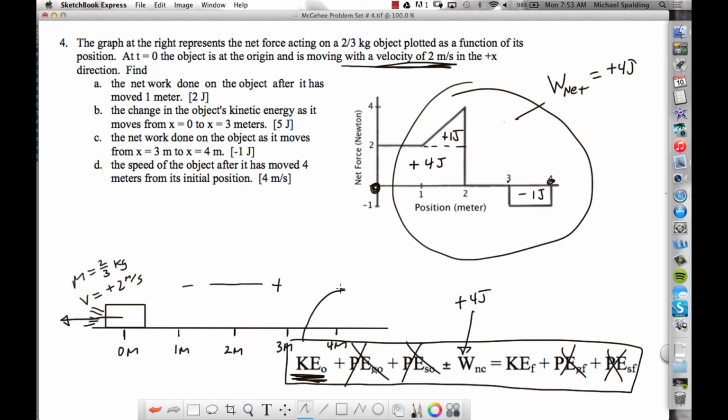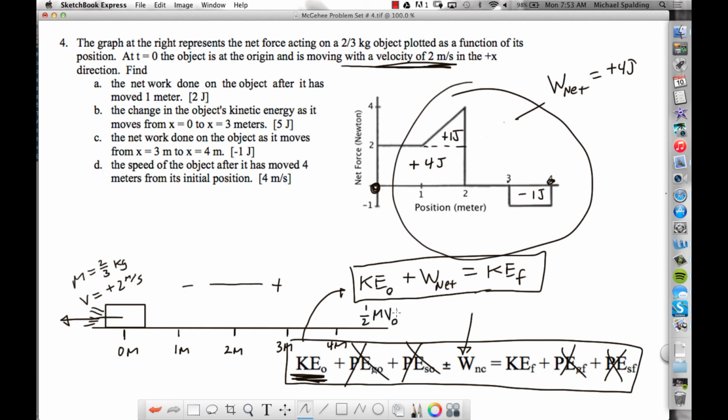So you're going to take this equation, and what you're left with is kinetic initial plus the work net, which is the non-conservative work, equals kinetic final, right? So this is your master equation for part D. Now what you do is you plug into that. Kinetic initial is 1/2 m v initial squared plus the 4 joules equals 1/2 m v final squared. The only thing missing in this equation is v final. So you solve for v final, and it comes out as 4 meters per second.